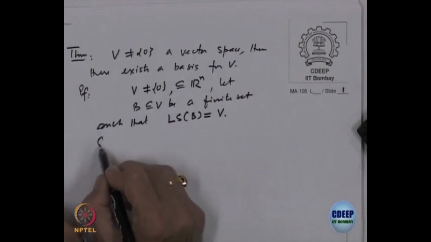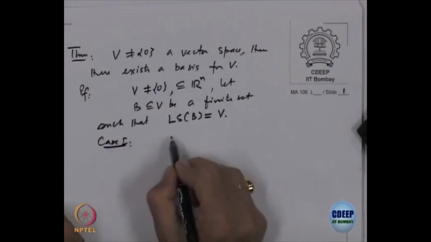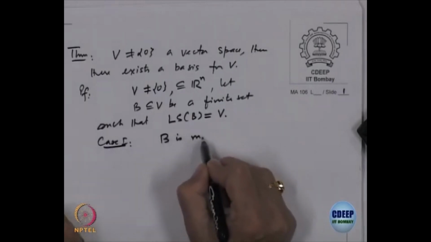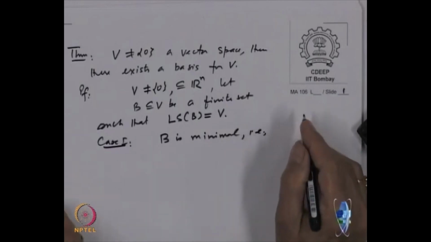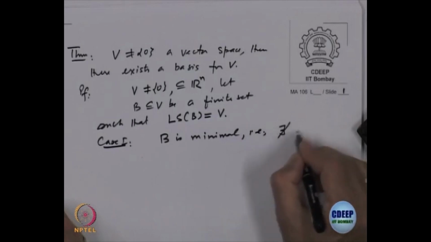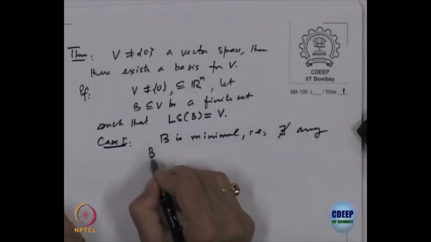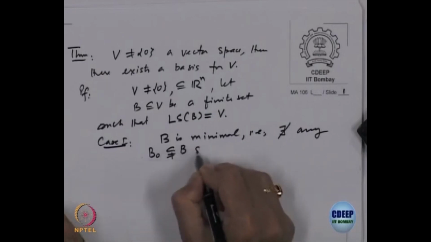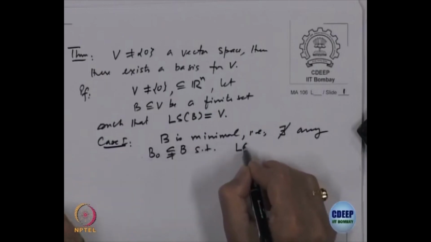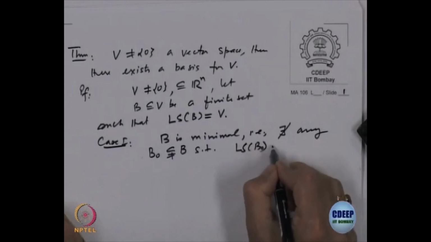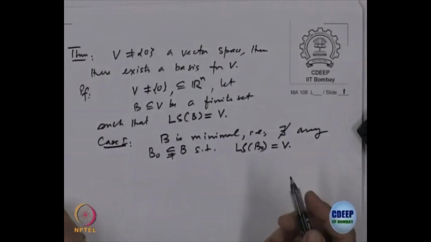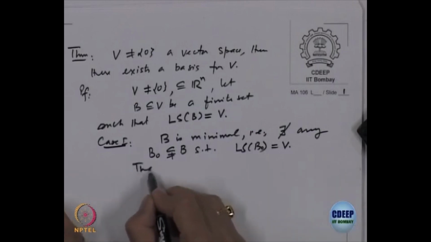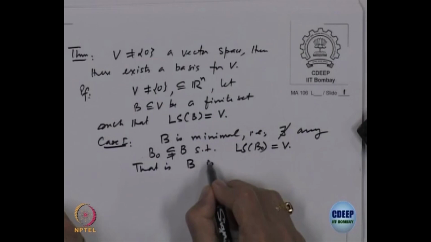So, one possibility is case 1, that B is minimal. That is, what does B minimal mean? There does not exist any proper subset B0 such that linear span of B0 is equal to V. Then what will happen? That means we are saying that this set itself is a basis. So, that is, B is a basis.